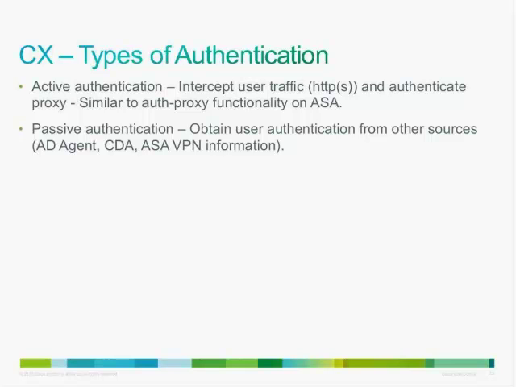The second type of authentication is wherein you obtain the user authentication from an external source. In this case, there is no auth proxy configuration. What the CX does is it talks to an external AD agent or a CDA, a common directory access agent, or the ASA. It gets the VPN information associated with the user. Now, based on that user information, it takes a decision whether I am supposed to allow this traffic or deny this traffic. So there are two ways: active, where the CX actively participates in the authentication, and passive, where the CX relies on a third party or external source for authentication information.